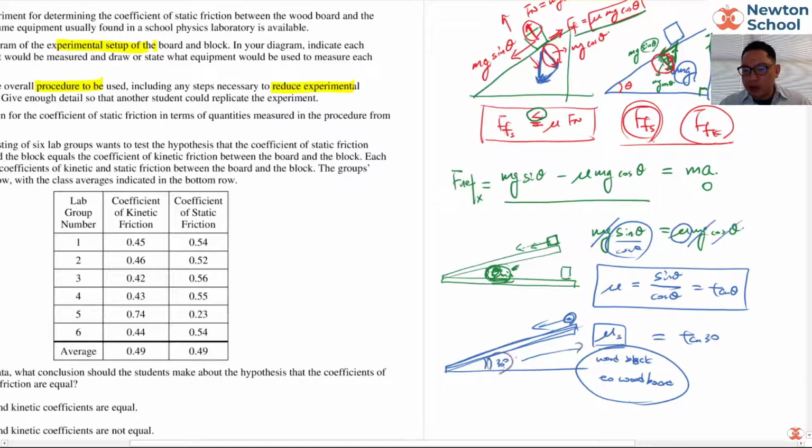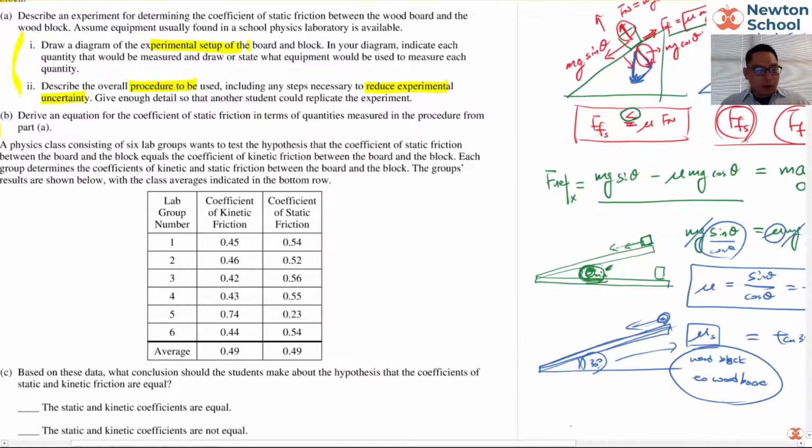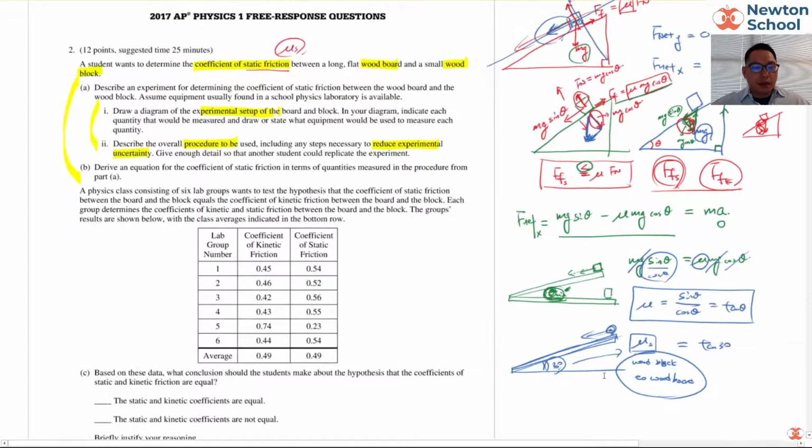If this was 30 degrees that it starts to slide, okay? So I already know the answer to part B, because mu s is tangent theta, and you have to write this as the derivation, right?